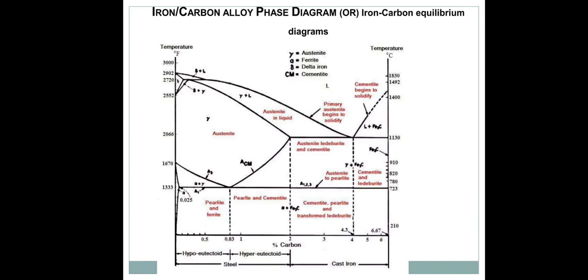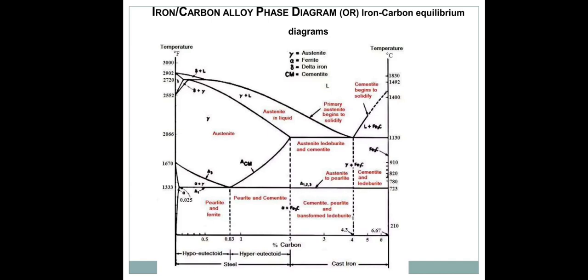Alpha iron, BCC structure, is stable at temperatures up to 908 degrees centigrade. Gamma iron, FCC structure, is stable between 908 to 1388 degrees centigrade. Delta iron, body centered cubic structure, is stable between 1388 degrees to 1535 degrees centigrade, which is the melting point.